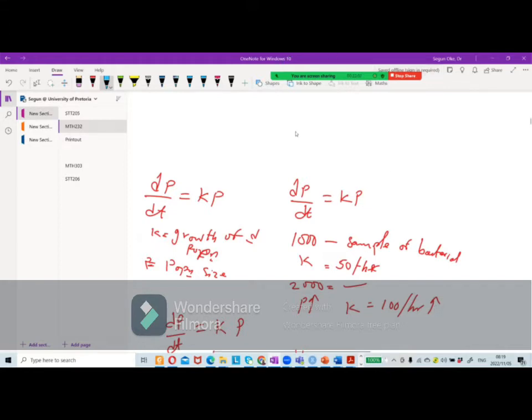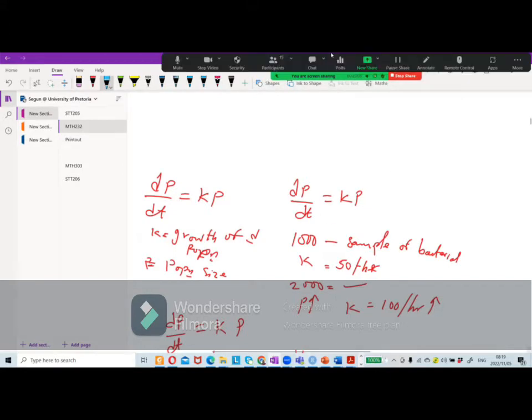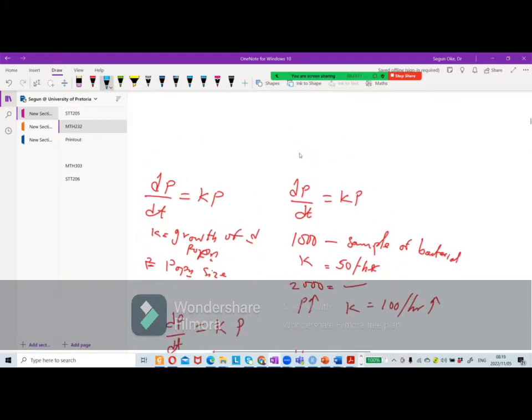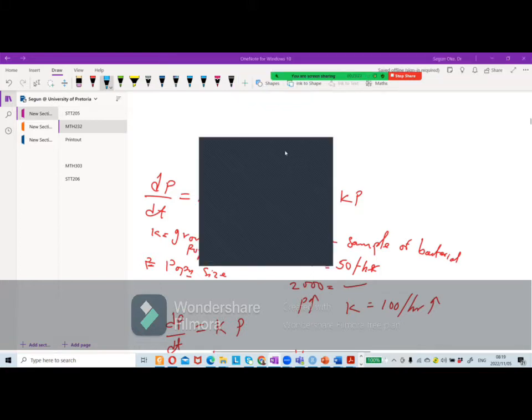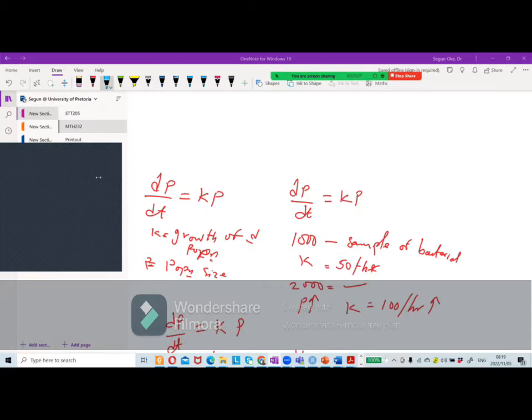How many of us were not here? Just raise up your hand. If you were not here when we solved this, please raise up your hand. Let me see the number of hands. Okay, we only have 2 people, 3. Okay.